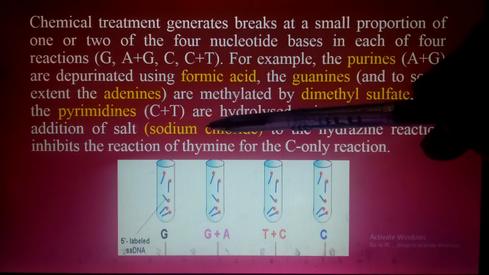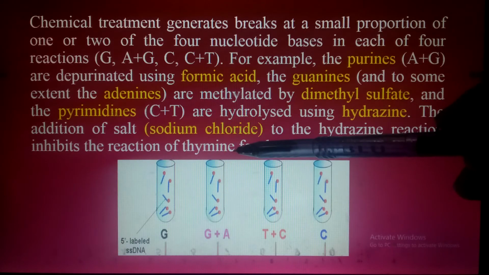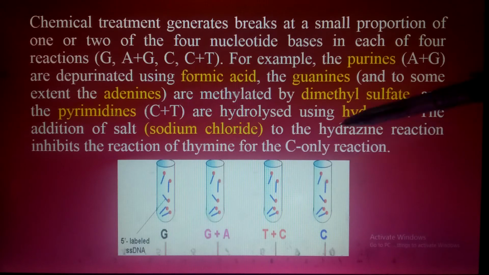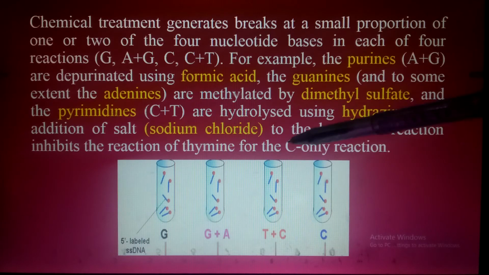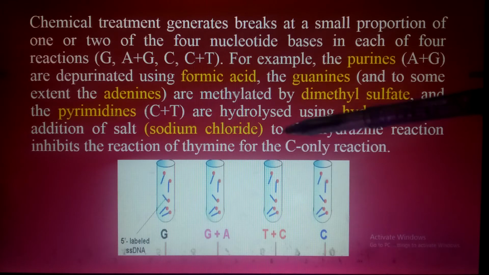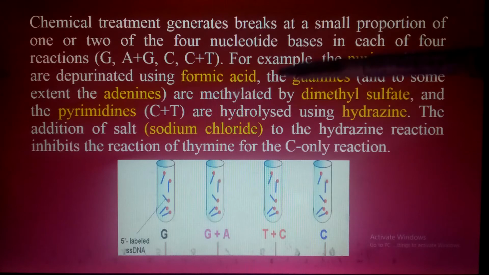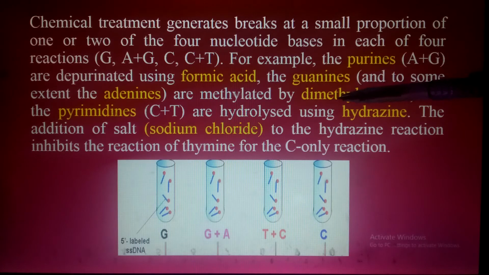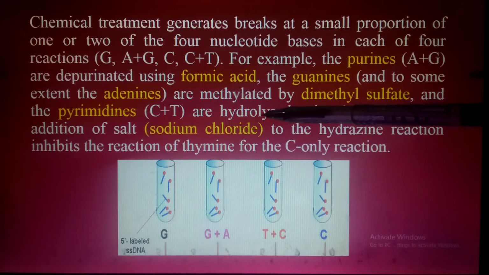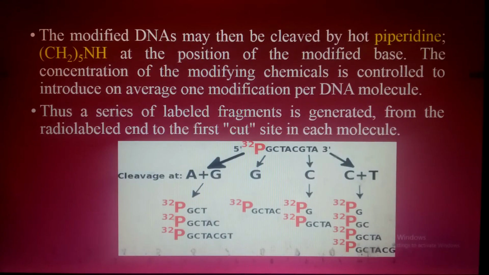Why did Maxam-Gilbert add the sodium chloride? The reason is to inhibit the reaction of thymine, so that the reaction is for cytosine only. The reaction is for cytosine and inhibited for thymine, so it was also added in some reactions by Maxam-Gilbert. The basic concept is that formic acid and dimethyl sulfate are used for the purine bases, and hydrazine is used for the pyrimidines. I am repeating again and again. Is the concept clear to you people? Okay, now I am going to the next step.